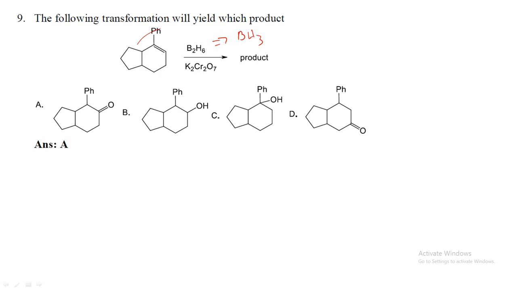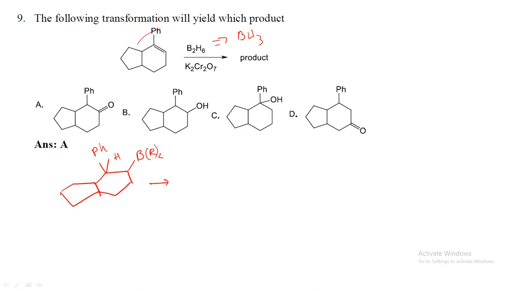So in this particular BH3 condition, the boron would go to the less sterically hindered position, and the more substituted or sterically hindered position is where the hydrogen should go. So that's the reactivity.